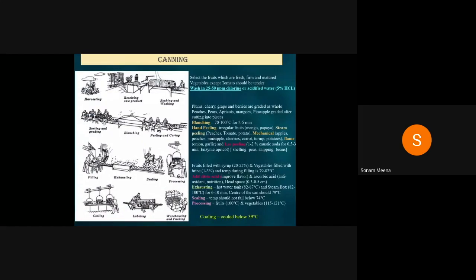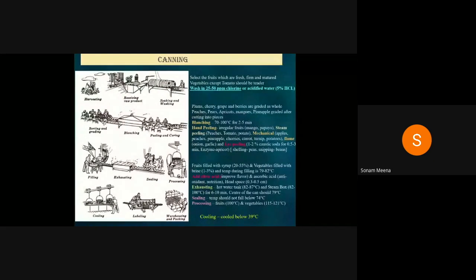Next, these are some important points I have highlighted. For washing the fruits, we have to use 25 to 50 ppm chlorine or acidified water, 5% HCl, and for blanching 70 to 100 degrees Celsius for 2 to 5 minutes. These things are very important. And peeling: for example, steam peeling for peaches, tomato, potato; mechanical peeling for pineapple, cherries, carrot, turnip, potato; flame peeling. So many times they have asked onion and garlic.